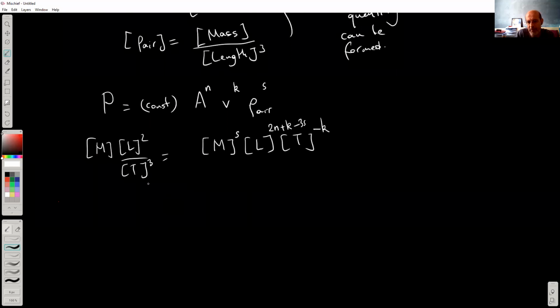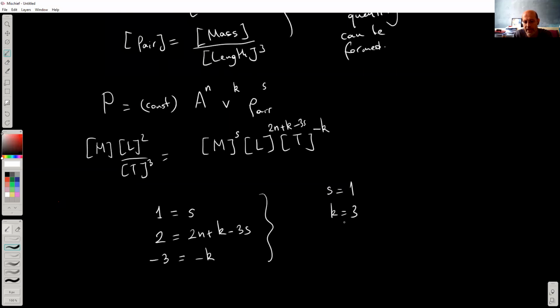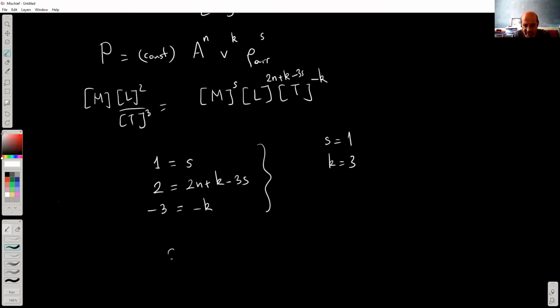So what I do is I just match the power. So mass has a power which is 1, so therefore that's equal to S. Length has a power which must be equal to 2n plus K minus 3S. And the time has a power of minus 3, which is equal to minus K. Okay. So from here, I can see that S is equal to 1, K is equal to 3, and I need to solve this. So 2 is equal to 2n plus 3 minus 3. Oh, yeah, that's nice. So therefore, n is equal to 1.